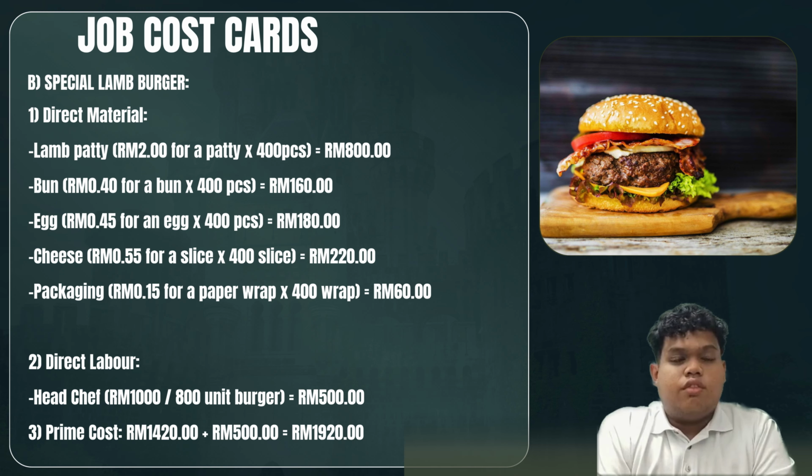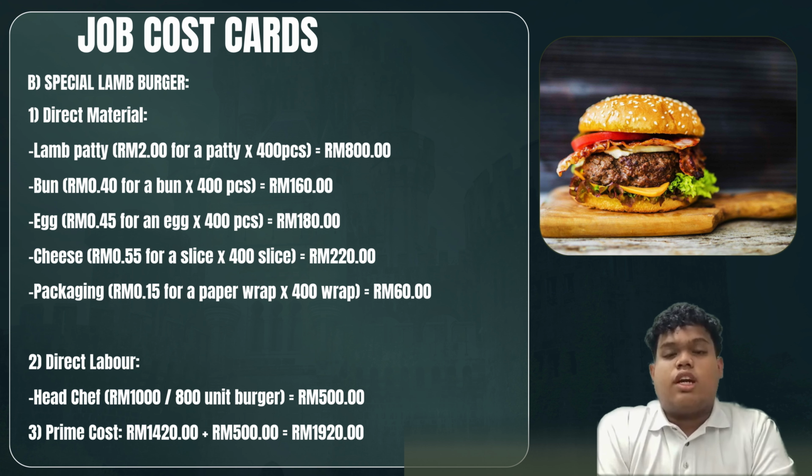Then a bun for 40 cents for a bun times with 400 pieces, we've got around 116 ringgit. Then we have an egg for 55 cents for an egg times with 400 pieces, we've got around 118 ringgit. Then we have a cheese, 55 cents for a slice of cheese times with 400 slices, we've got around 220 ringgit. Then we have a packaging, 15 cents for a paper wrap times with 400, we've got around 16 ringgit.